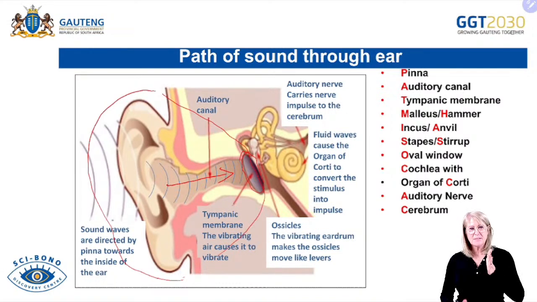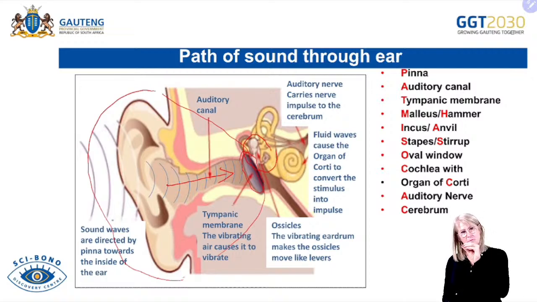And remember, Fauzi said to us that the three little ossicles that we find in the middle ear are attached. The first one, the hammer, is attached to the tympanic membrane. So when it starts to vibrate, it causes the little hammer to start vibrating. And that then vibrates against the next little bone, which is the anvil.